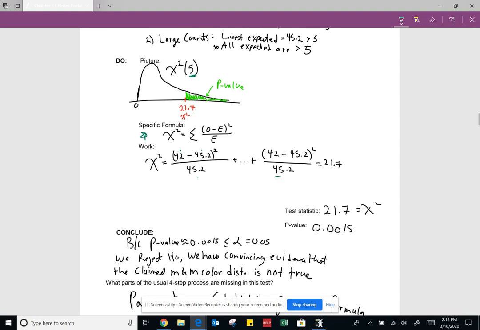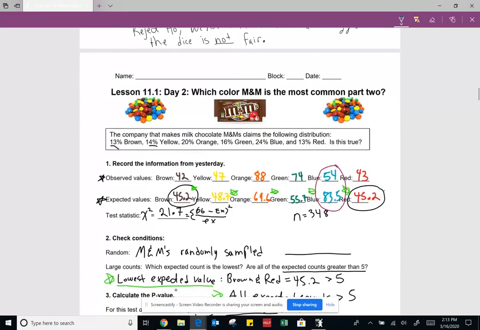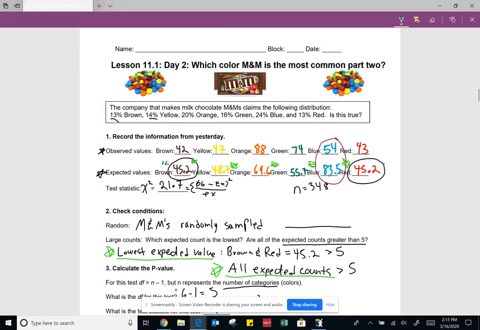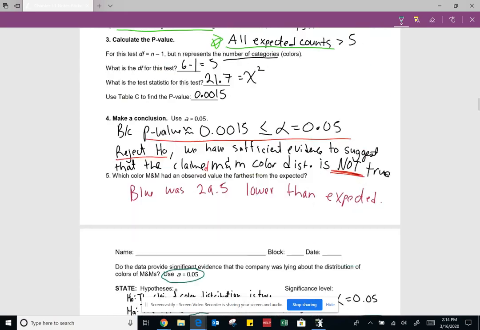And something to just note is both of these expected are the same, which is very uncommon. These should all really be different numbers, so don't get that confused. It's just that for brown and red, that are both the first and the last, they just happen to have the same expected. But the next one would be 47 minus 48.7 squared over 48.7, plus 88 minus 69.6 squared divided by 69.6, plus 74 minus 55.7 squared divided by 55.7, and so on, like that.